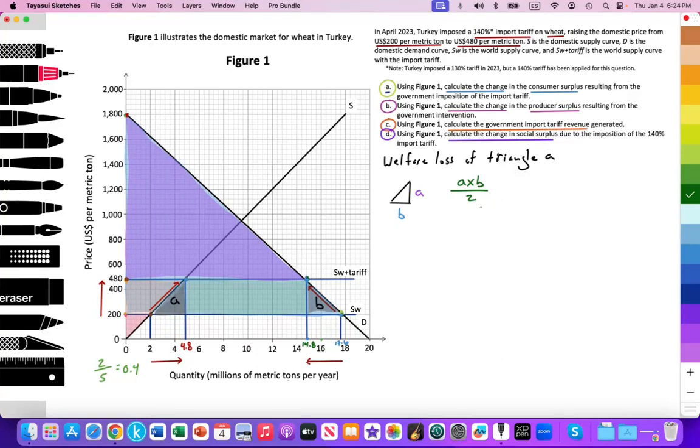Simple enough. You can pause the video and calculate the welfare losses of A and B, and then compare your workings with mine. Please pause the video now.